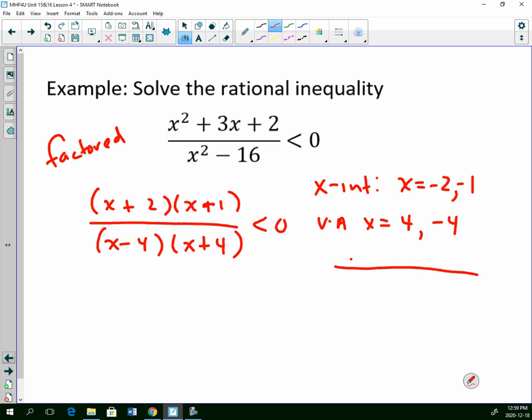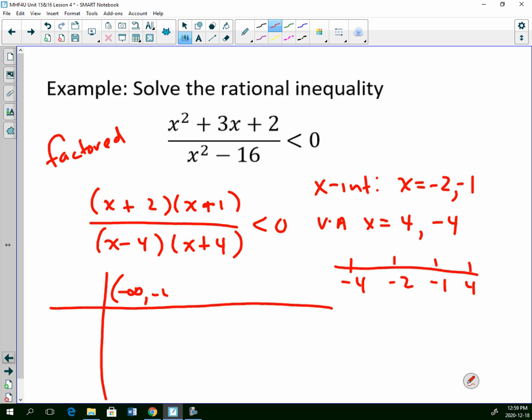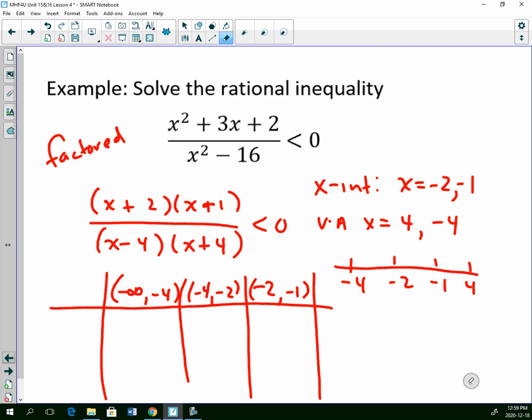So if you want to put them on a number line, just to make sure you get them in increasing order, and that will tell you what intervals to check. So from negative infinity to negative 4, negative 4 to negative 2, negative 2 to negative 1. Need a little bit of room here.